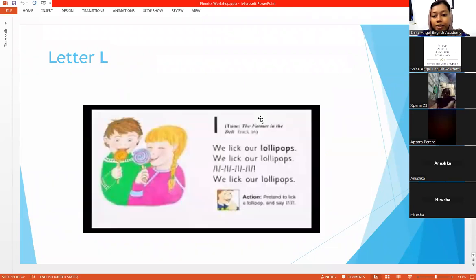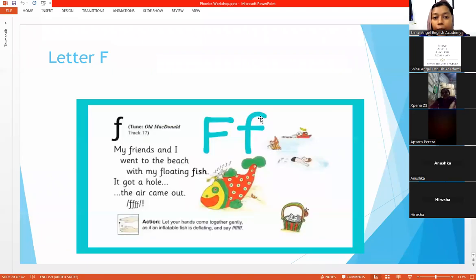The lollipop. The next one is you're licking. You have the lollipop in your hand. You say, we lick our lollipops. We lick our lollipops. The next one is F.